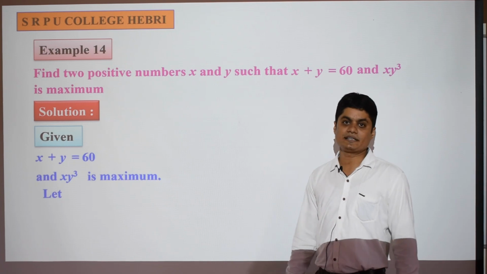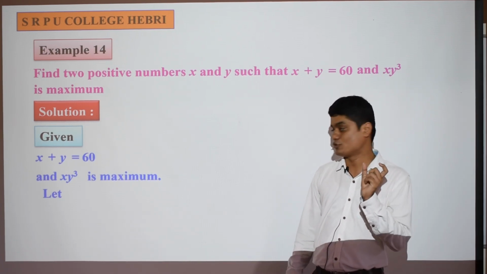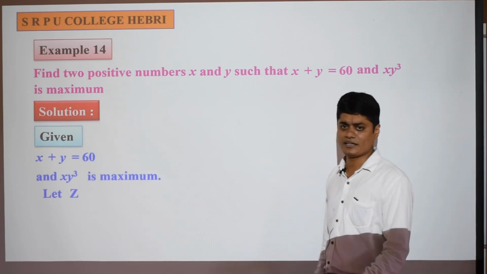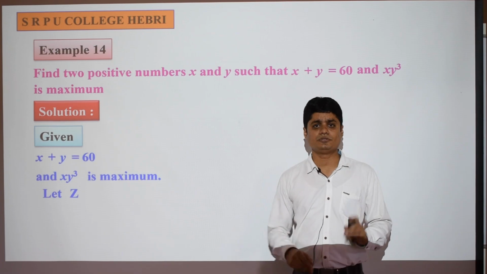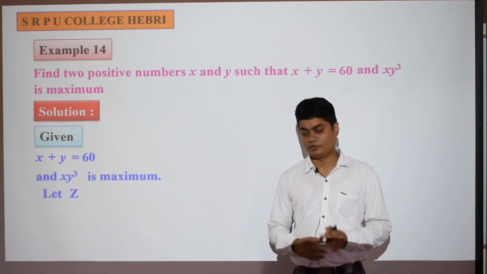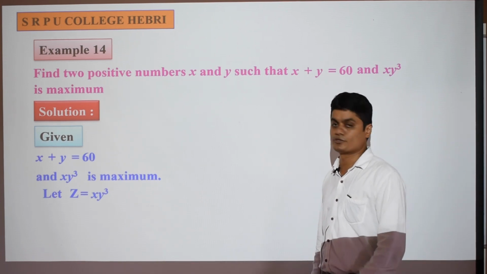Okay, so what we did in the last problem, after writing what is given, we took that which one we should maximize as z. So you can continue with z. You don't have to take z, you can take any letter, except x and y you should use. You can use any other English alphabet. So z is equal to xy cube.